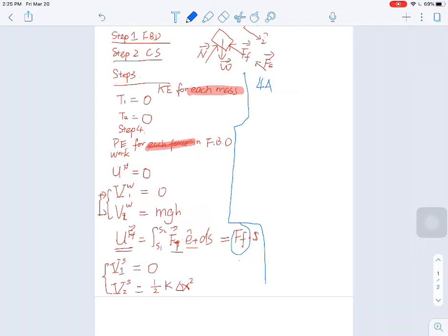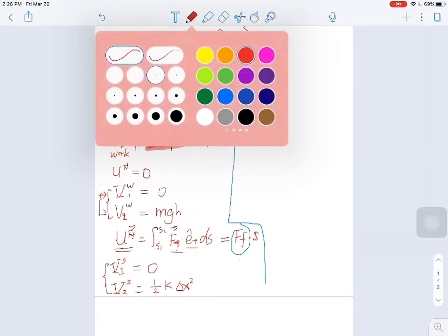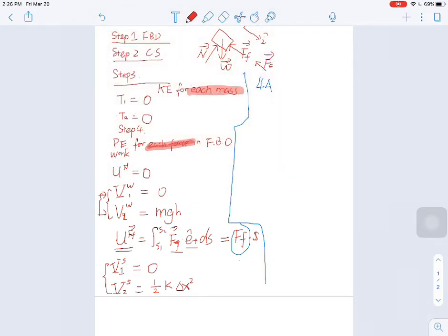Oh, I just saw someone ask a question: would the potential for the weight force be negative? That's a good call. I missed the negative sign here. So mgh here, because h is below the reference point, that should be negative. Thank you.